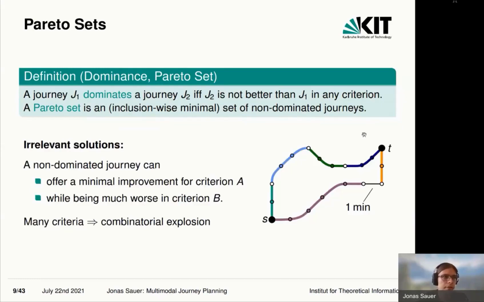Now, the thing with looking at non-dominated journeys is that a non-dominated journey might offer a minimal improvement in one criterion A, while being much worse in criterion B. So over here we have one solution down here, which includes 1 minute of walking time. And then we have another solution up here, which does not include any walking at all, but its arrival time might be much worse. It might be, I don't know, 30 minutes compared to 4 hours.